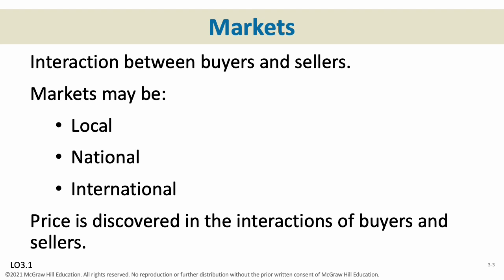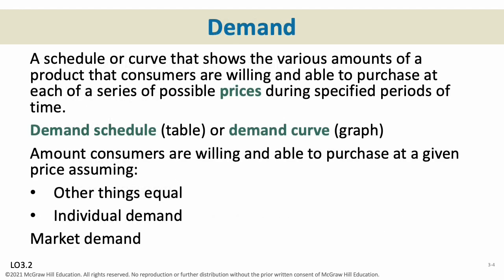And in a free economy or a market-based economy, price is generally discovered between the interactions of buyers and sellers. Depending on how much a product is desired, that's going to influence its price. So the desire for a product is what is known as demand. And demand is represented in economics as a curve. And it's a schedule or a curve that shows the various amounts of a product consumers are willing and able to purchase at each of a series of possible prices during periods of time.